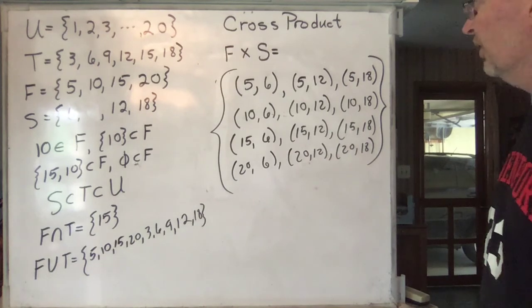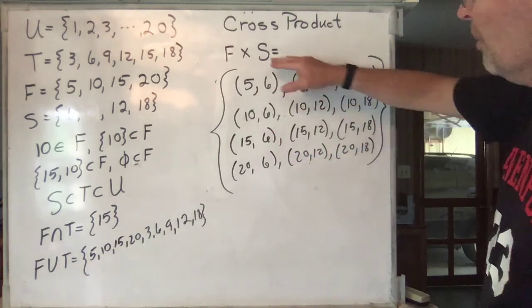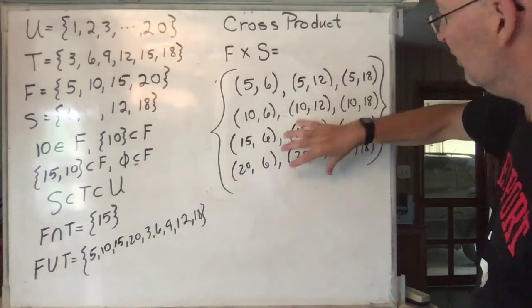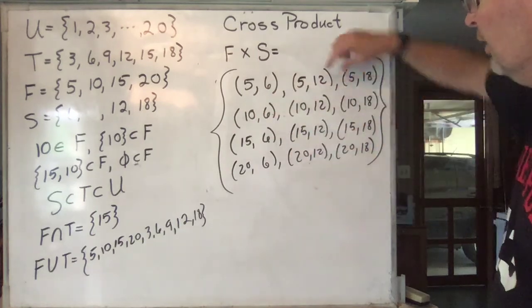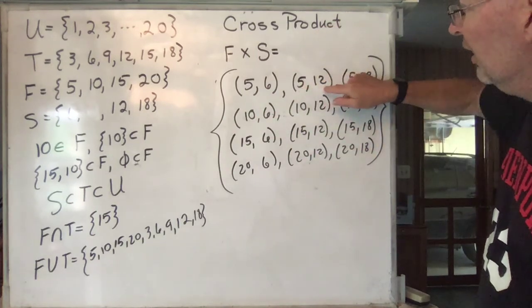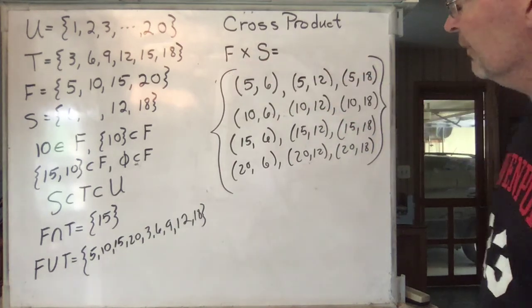Braces. I guess they're called braces rather than parentheses. So there they all are. These things are all members of this set, and they can be in any order you want, because that's a set. But each one of these things individually needs to be, the first thing has to come from F and the second thing has to come from S.